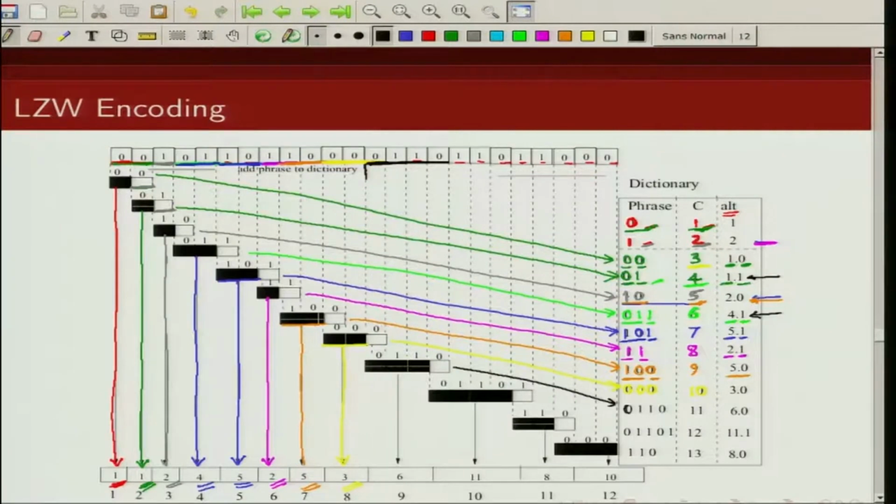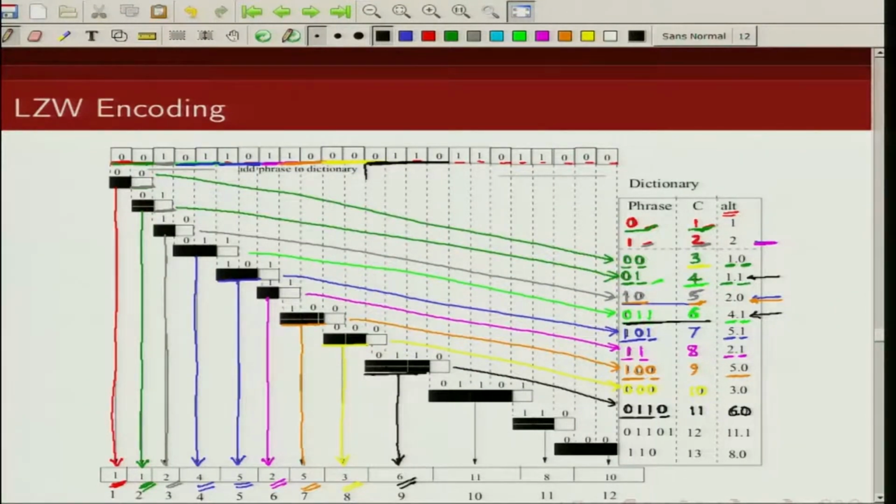So we are going to add 0 1 1 0 into the dictionary, and that's code word 11. This can be written as the concatenation of the code word corresponding to 0 1 1 with this new innovation symbol 0. And what is 0 1 1? 0 1 1 is this code word 6. 6 concatenated with innovation symbol 0. Now we are going to encode 0 1 1, which is code word number 6.